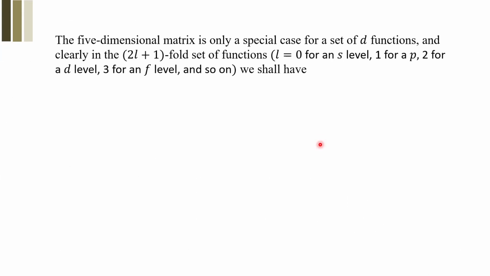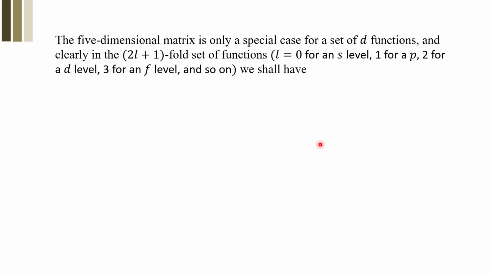In earlier videos, we have seen that the five-dimensional matrix can be split into a set of D functions. Thus, we have obtained certain reducible representations which ultimately split into Eg and T2g sets of orbitals for the case of d orbitals. However, if we wish to try the same for functions of different values of L, there are possibilities of 2L plus 1 fold sets of functions.